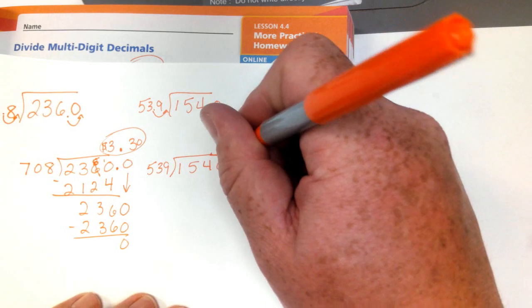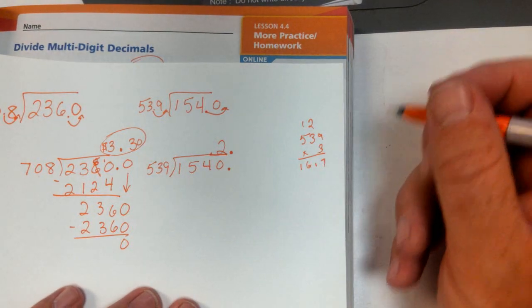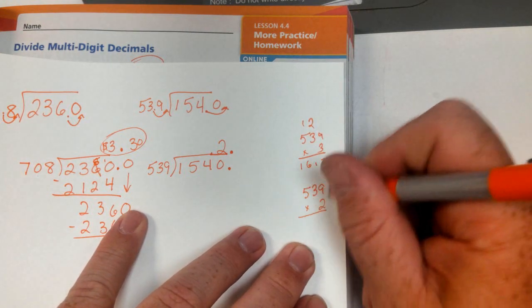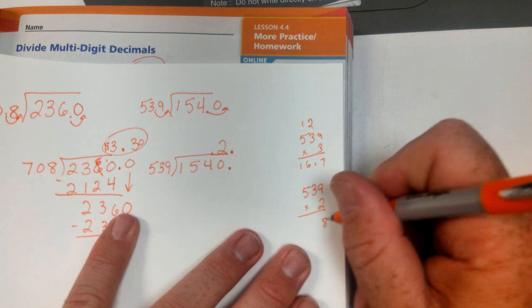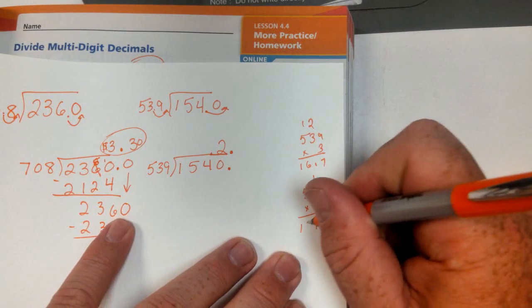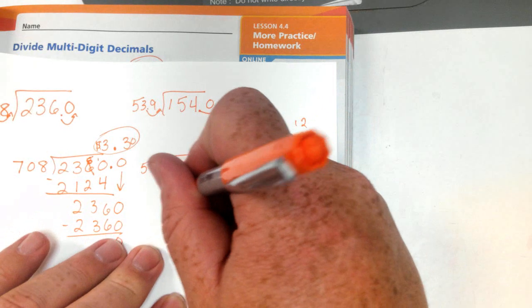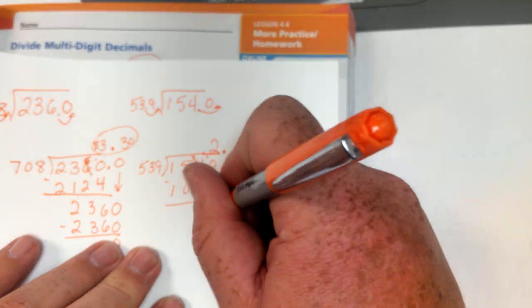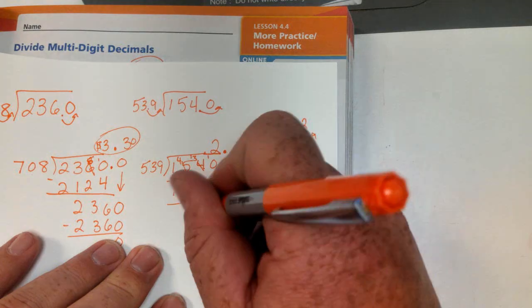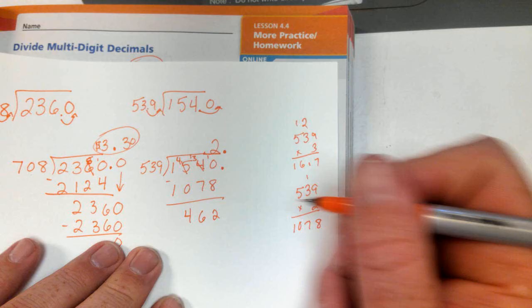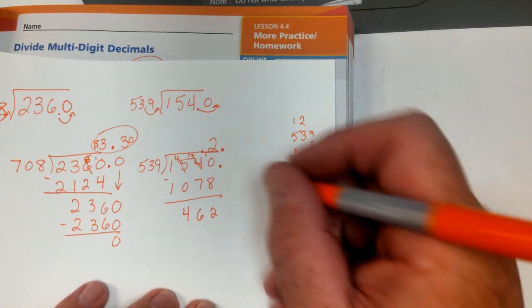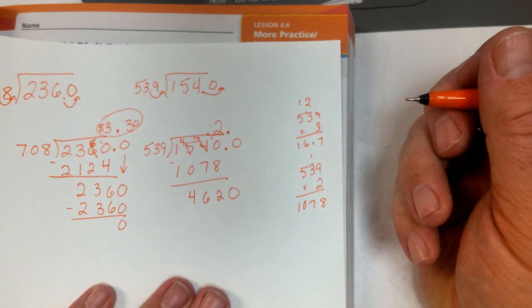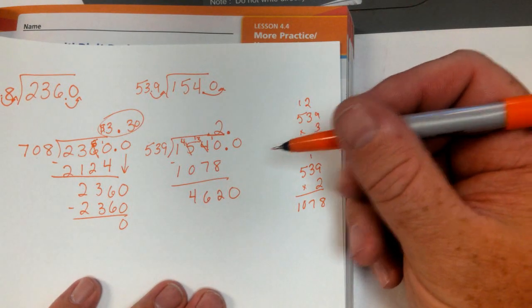And my decimal point is at the end here, so I'm going to move that up. And I might need to use some more zeros to help me solve here. I'm going to see what I get when I do 539 times 2, and I get 1,078. Okay, I'm going to subtract here. Now I have 462. That doesn't work. So I need to add a 0, bring it down. Now I have 4,620. Yikes.